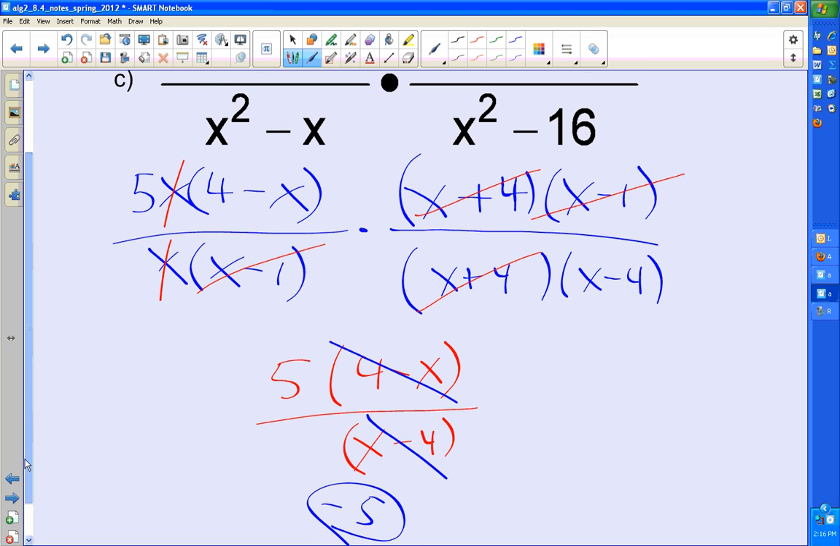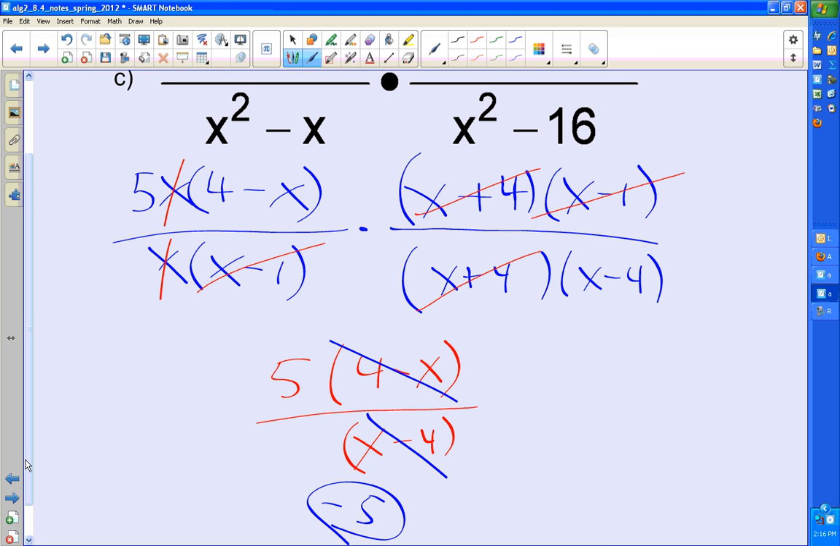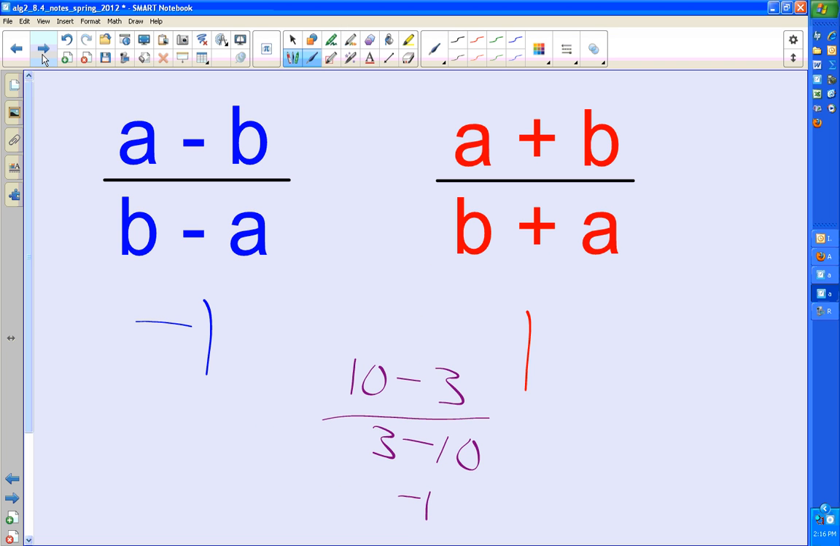Everybody good on this example? This trick you want to put so that you can say, okay, I understand. When I have minus and we switch, that equals negative 1 when we cross cancel. Okay? A minus B over B minus A reduces to negative 1 always. If it's plus and you reverse them, they're the same. 5 plus 8 and 8 plus 5, they're both 13. It reduces to 1. But when it's minus, it reduces to negative 1.